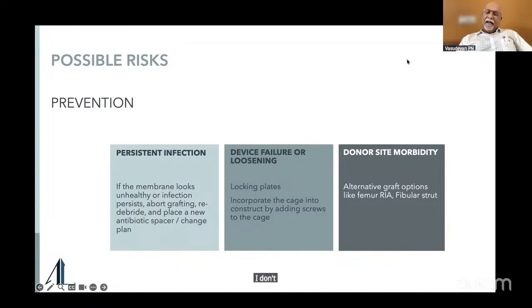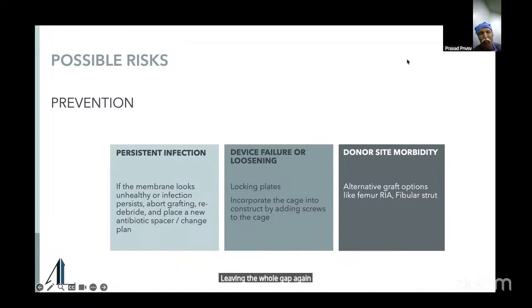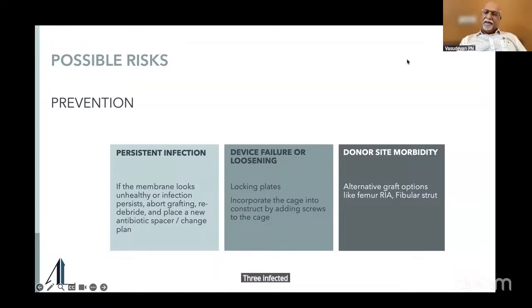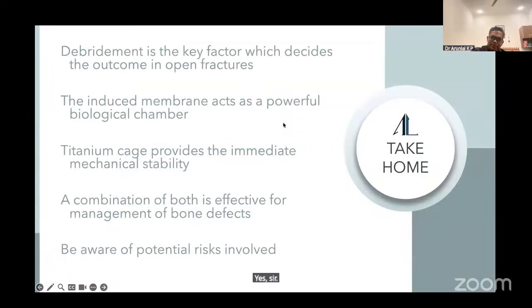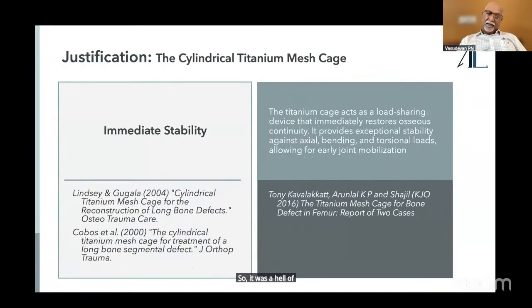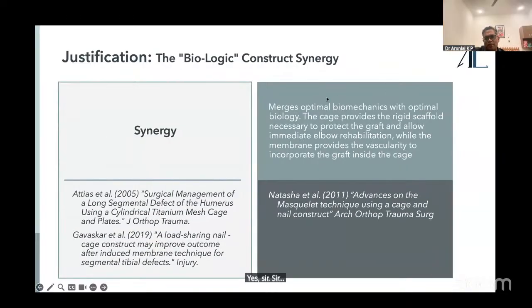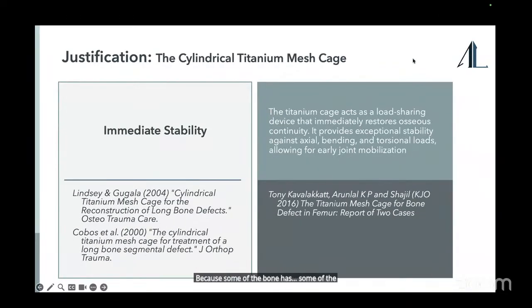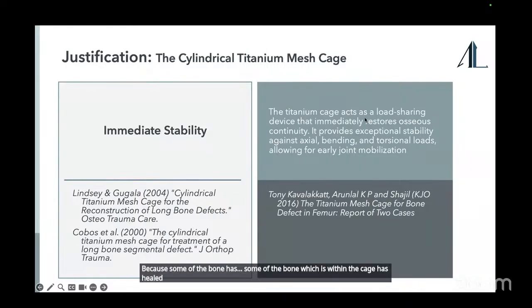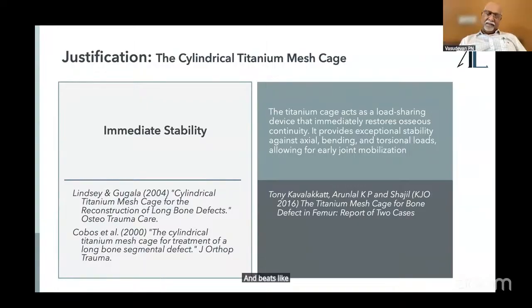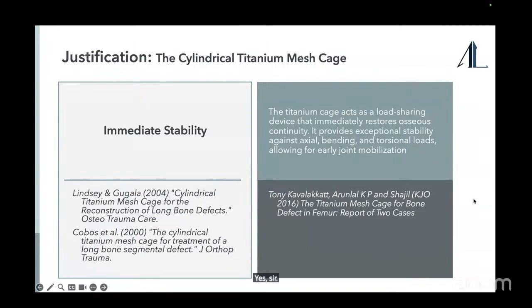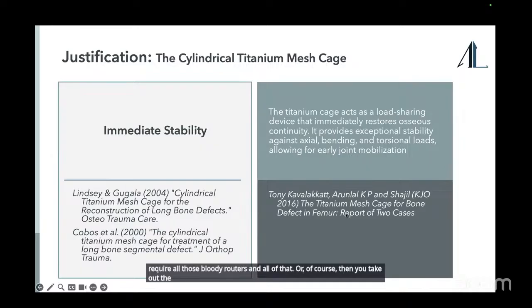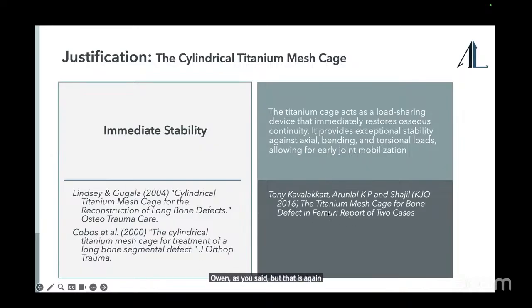Leaving the whole gap, yeah, again. I have seen 3 infected cages in the femur. It was a hell of a trouble to remove it, because some of the bone within the cage has healed, and then the cage acts as a persistent nidus for infection. And it bleeds like hell. You require all those bloody rotors and all of that. Or of course, you take out the bone as you said, but that is again. So that's the point to be kept in mind.